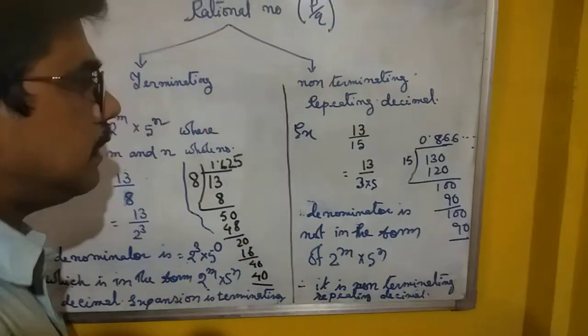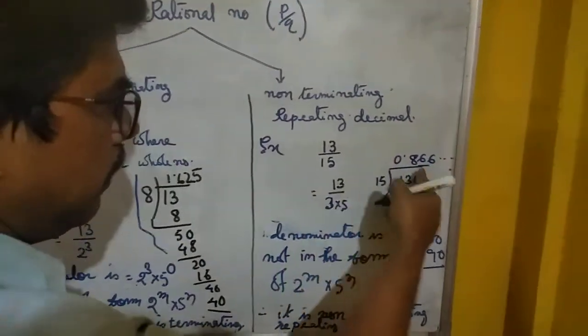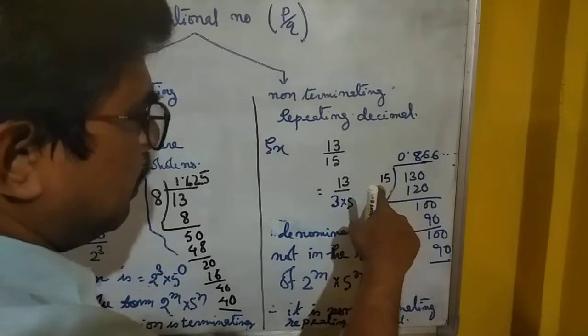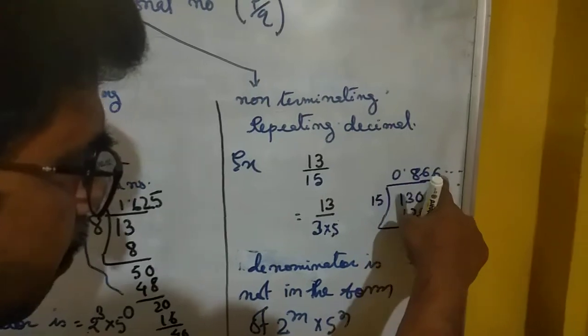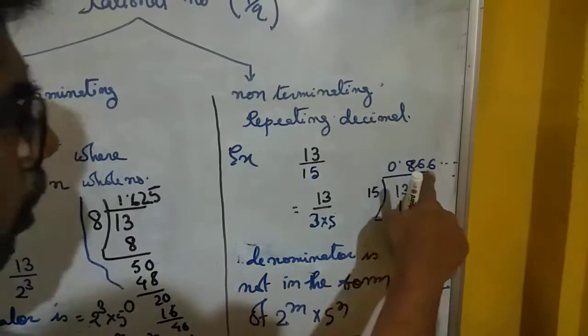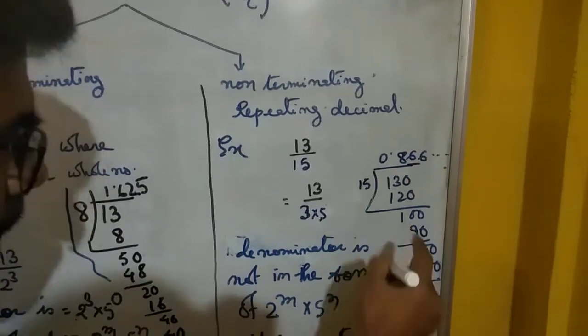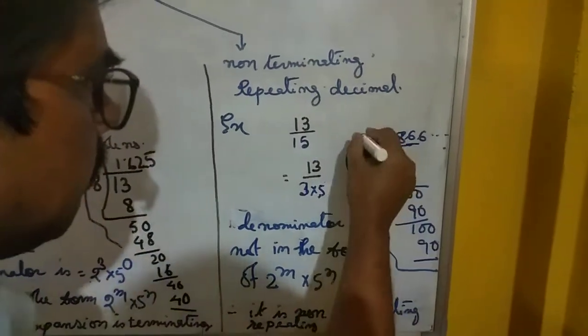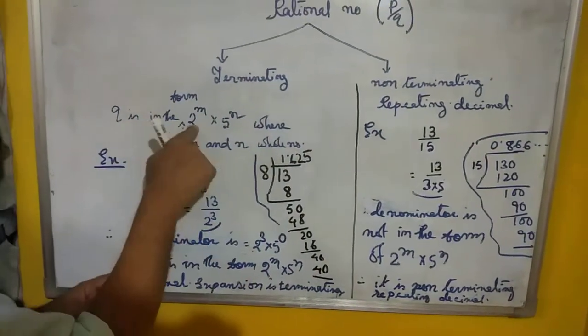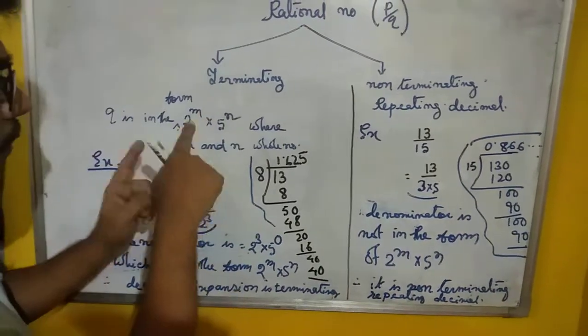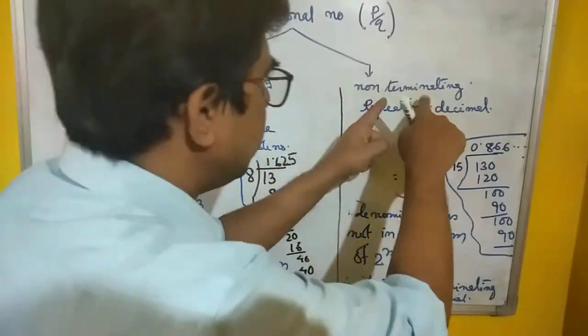I have also divided, and when I divide 130 by 15, we get 6 repeating. It is non-terminating and repeating. I showed it with division also, but there is no need for that. You have to check the denominator, whether it is in the form of that one, then terminating. And if it is not, then it is non-terminating repeating.